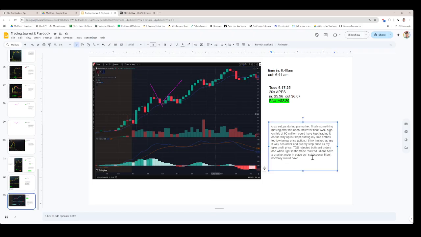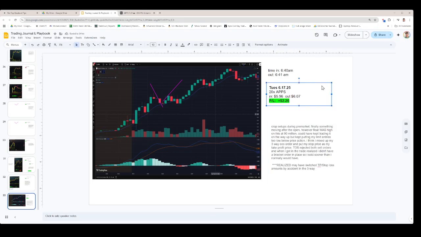And then later, which I'm going to add now, that I realized I may have switched a TP and stop amounts by accident in the three-way. Yeah, because I caught myself doing this later. I didn't actually take another trade, but I was setting one up and I caught myself putting them in the wrong place. I was like, oh, I wonder if this is what I did on this other trade. So anyways, yeah, nothing too crazy with this playbook.